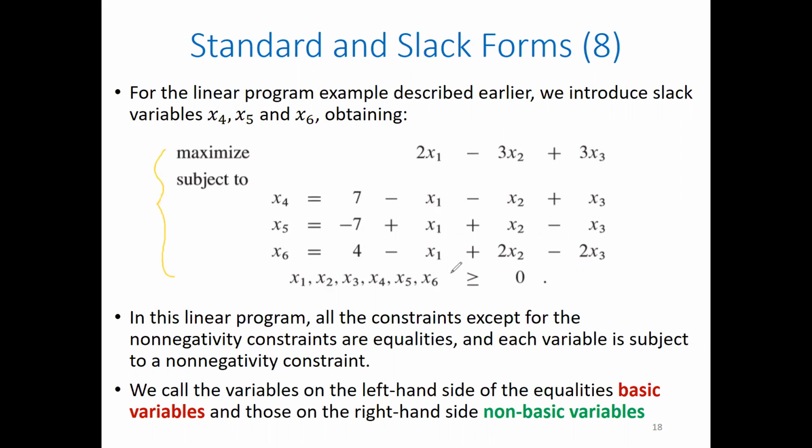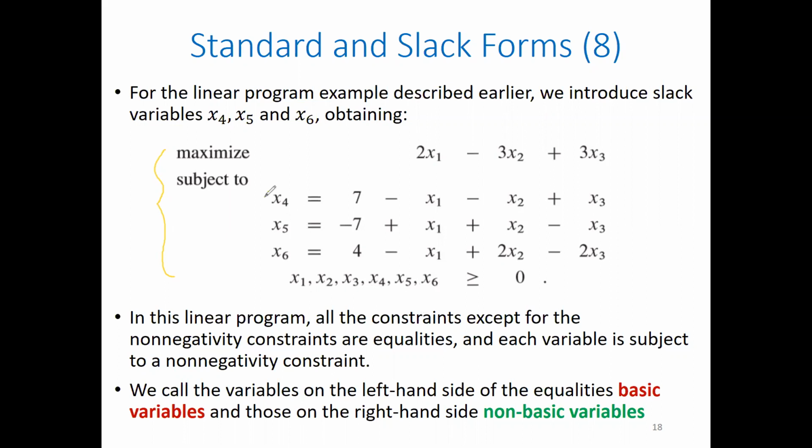Okay, so now basically when you do it in a slack form, and the reason why I told you is because if you want to go directly from the LP to slack form without the standard form, then some of you may miss out these additional variables that are actually needed, and you should include them, because then your solution using the simplex method would not be right. Okay, so that's why if you do it in 2 steps, you are guaranteed that you would do it correctly.